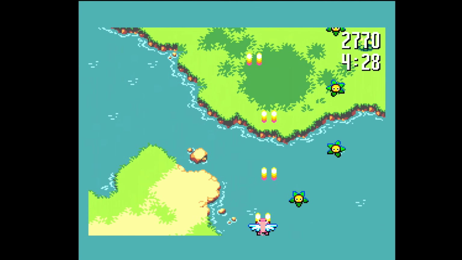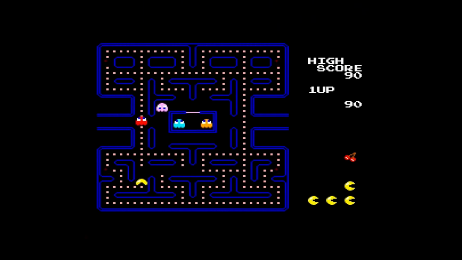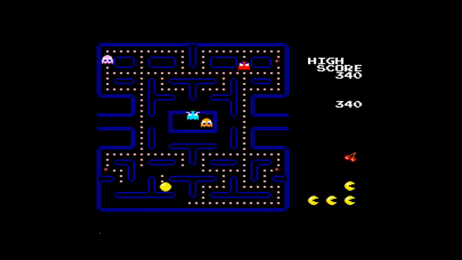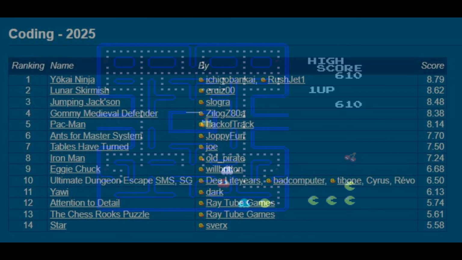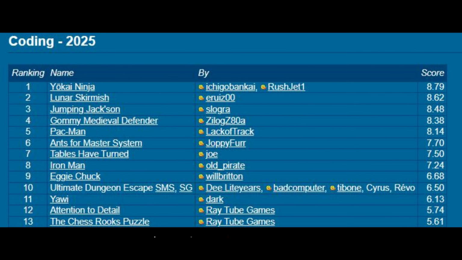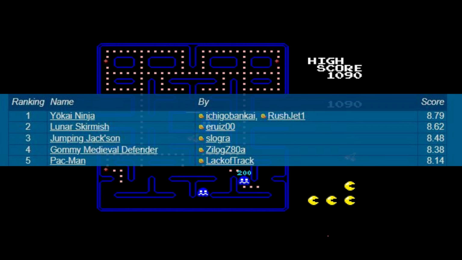So what's missing on the machine? The easy answer before this year might have been Pac-Man, astonishingly a game the machine never got in period. But Lack of Track did it this year, and they did it perfectly. The bastard. It's a measure of the strength of that competition that it only finished 5th.